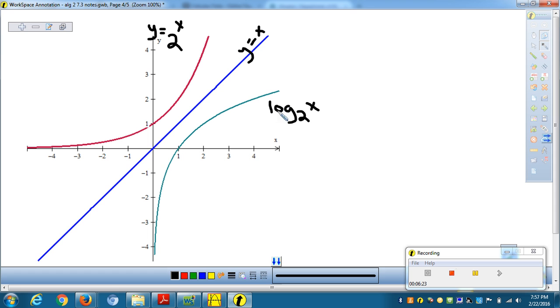And here is log base 2 of x. So this is our third equation, really. Y equals log base 2 of x. Please notice if I fold on that line y equals x, the red graph and the green graph would overlap each other, showing that they are inverses of each other. They are reflections over the line y equals x.